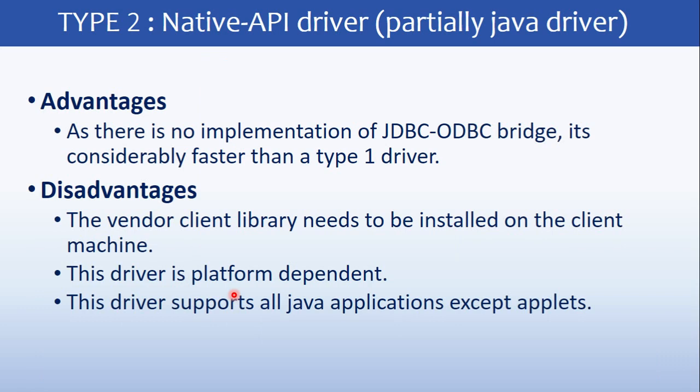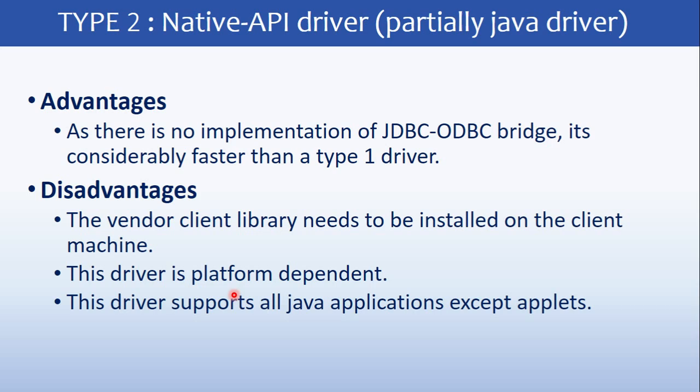Now let's try to understand some advantages and disadvantages of native API drivers. As we know, type 2 drivers do not have the JDBC ODBC bridge; the ODBC bridge is not present in our type 2 driver. That's why the overhead of the ODBC driver is eliminated in the type 2 driver, and this is how we can improve the performance. So type 2 drivers are better from the performance point of view than the type 1 driver.